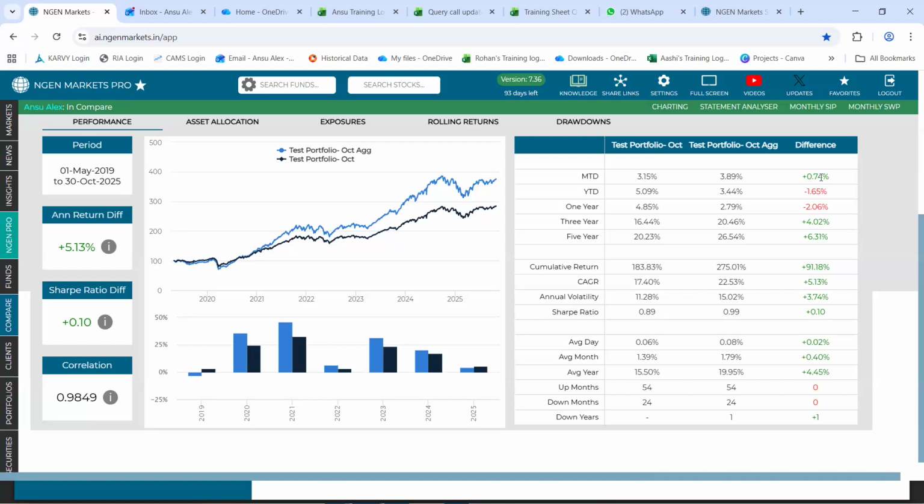The difference is specifically 2 versus 1. So we subtract this test portfolio October figure from this test portfolio October aggressive figure to arrive at a difference. Hence, we say that the model should always be on the right and the existing should always be on the left, since the difference will be 2 versus 1 whenever we show this difference section.